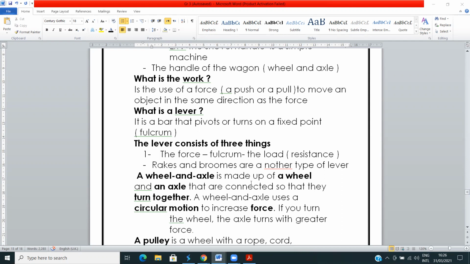Wheel and axle is made of a wheel and an axle that are connected, so they turn together. Wheel and axle use this circular motion to increase force. If you turn the wheel, the axle turns with greater force. As you see in the bicycle, just a wheel and axle. The wheel also turns and turns. You also steer without having to turn the wheel from side to side with your hands. The wheel and axle, okay, like the wheel and the axle in the bicycle.